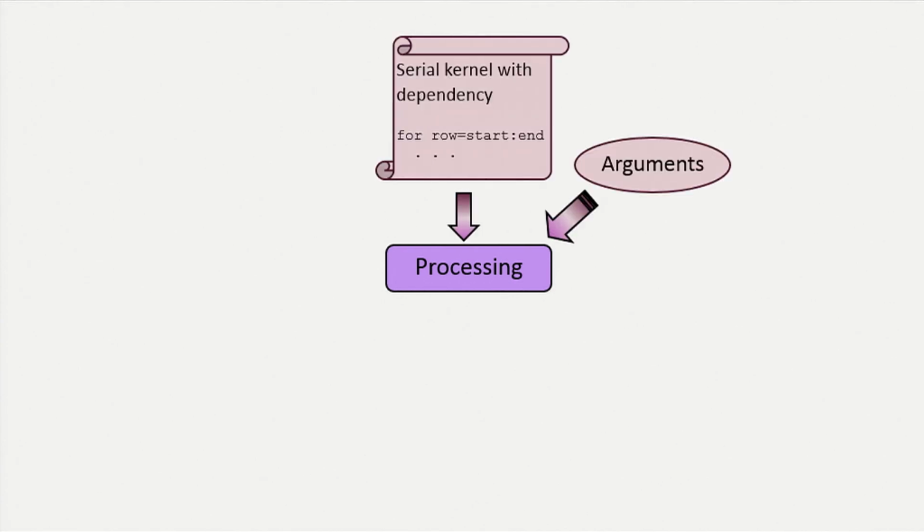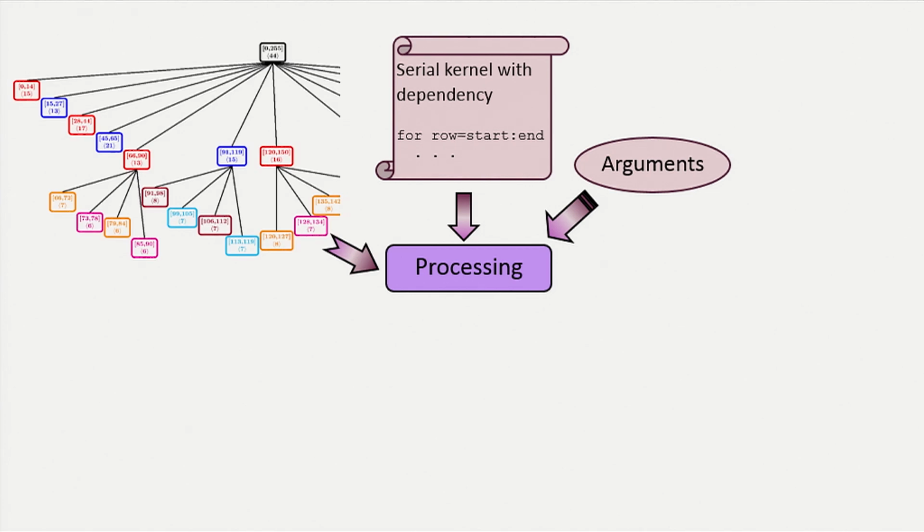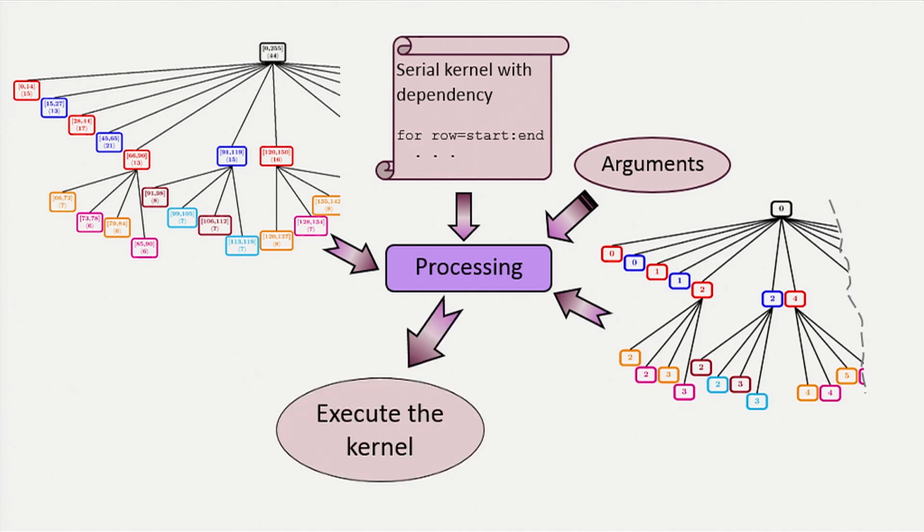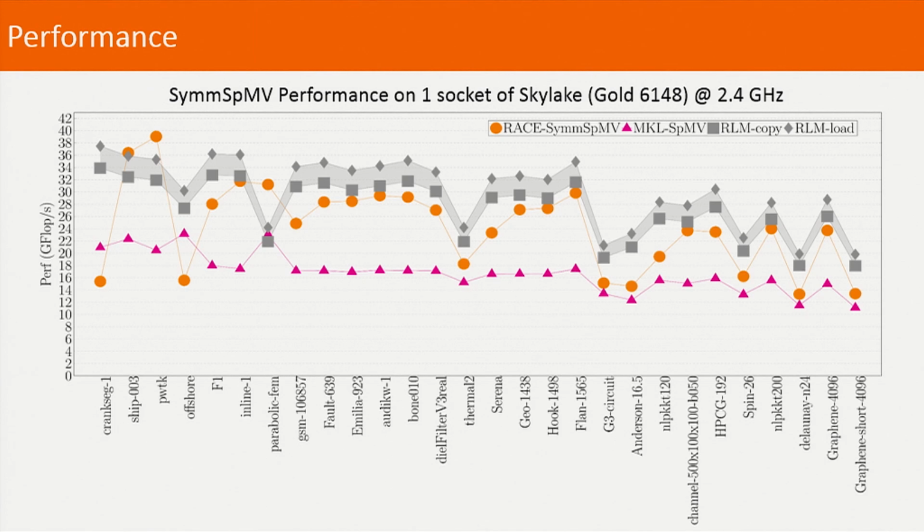In the processing stage, the user applies the kernel having dependency and its arguments. The library then executes the kernel in parallel using the internal tree and pinned thread pool it created in the pre-processing phase. Having an implementation of the method, we can now study the performance behavior. First, we compare the symmetric sparse matrix vector implementation of RACE against the performance model we introduced earlier.